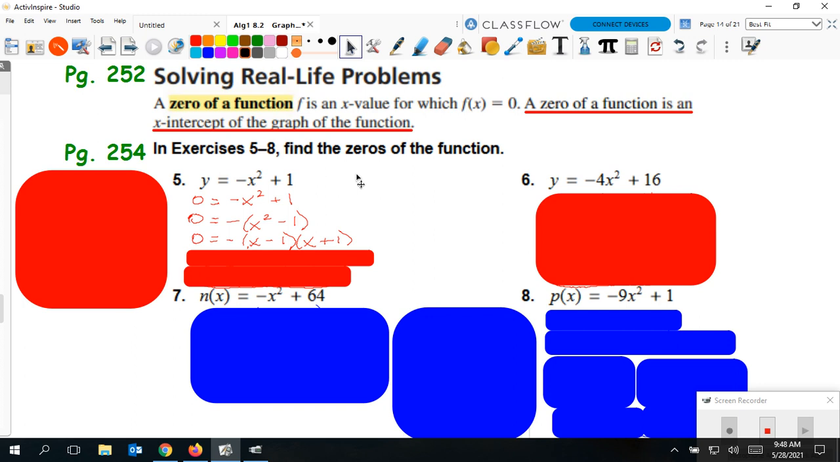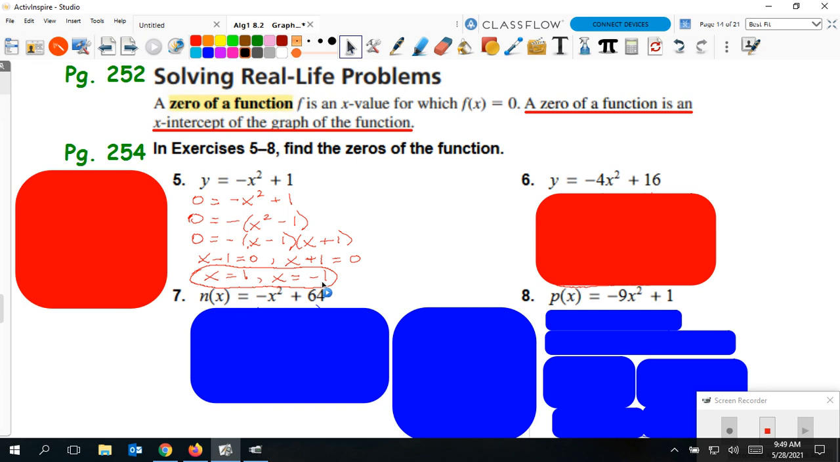So zero product property. Now we don't need to worry about this negative because there's no x that was factored out. The x's are only inside the parentheses, so I just need to do x minus 1 is equal to 0 and x plus 1 is equal to 0. We add 1 for this one, we subtract 1 on this one, and so you can see x equals 1 and x equals negative 1.